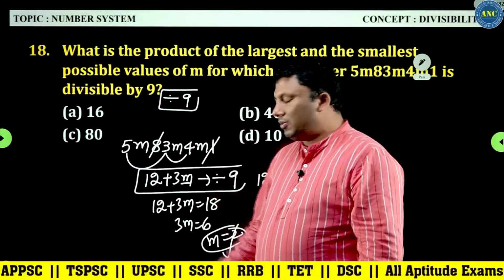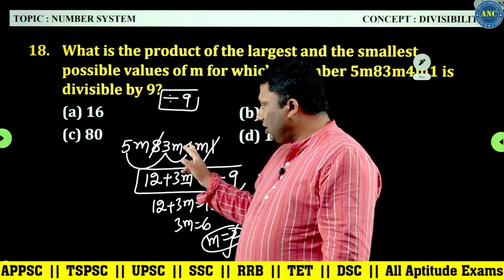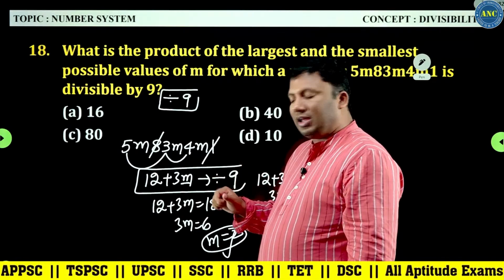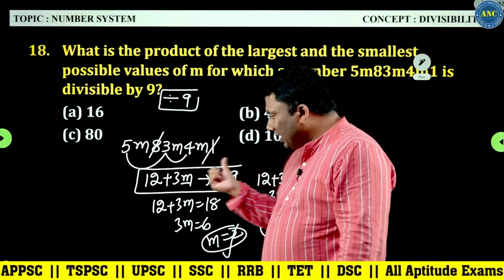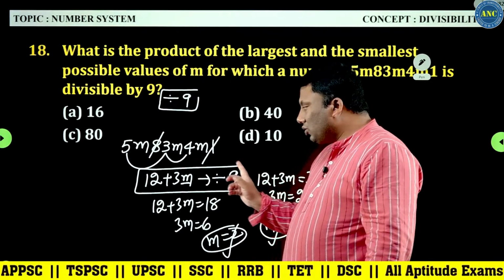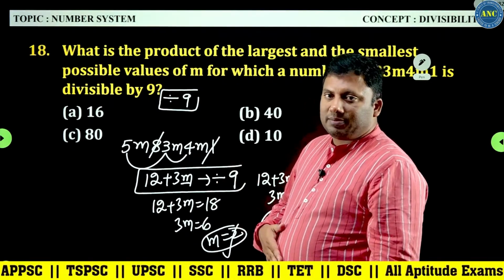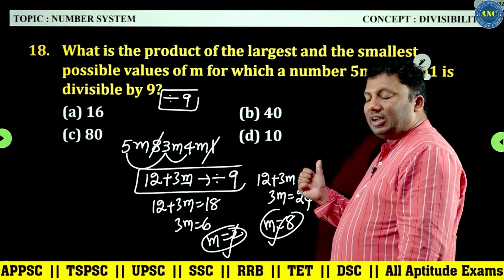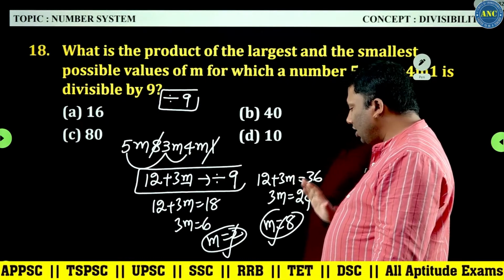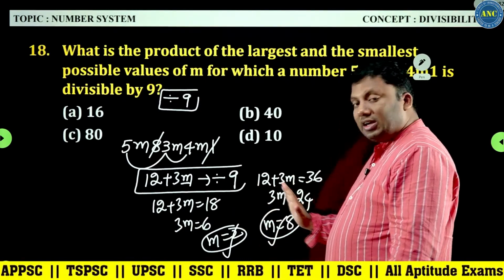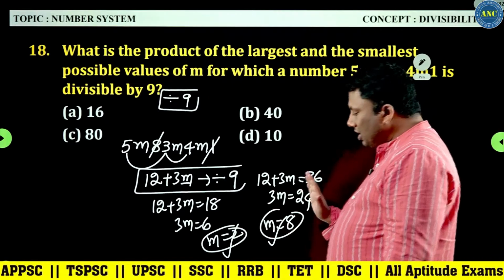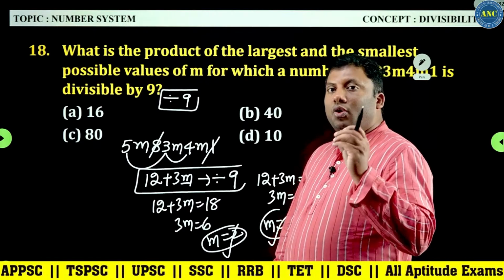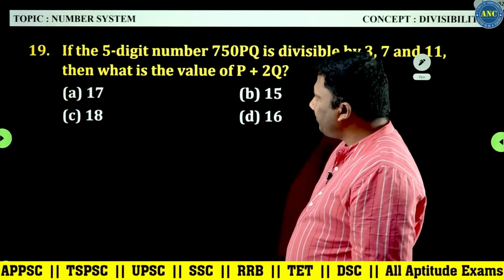This number is divisible by 9. 8 plus 1 out. 3 plus 4, 7. 7 plus 5, 12. 12 plus 3m should be divisible by 9. If I take 9, m will be negative, not possible. 9 2s are 18. 12 plus 3m is 18, so m value is 2. 9 5s are 45. If I take 45, m will be a 2-digit number, not possible. So m is 2 or 8. Smallest is 2, largest is 8. Product will be 2 8s are 16. I hope the idea is very much clear.